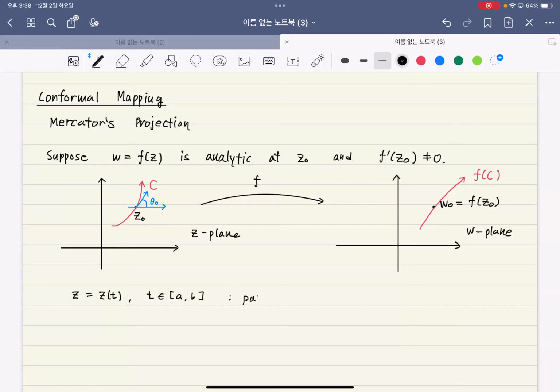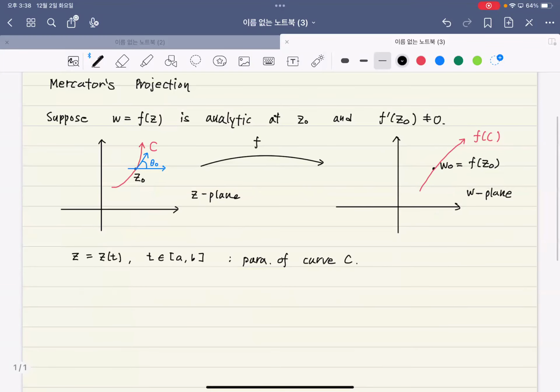So this is a parametrization of curve C. And for simplicity, I will say f is u plus i times v. And so I will also say this is x(t), since this is a curve on the complex plane, there must be two component functions, x(t) and y(t). So this is my parameterization of this curve.